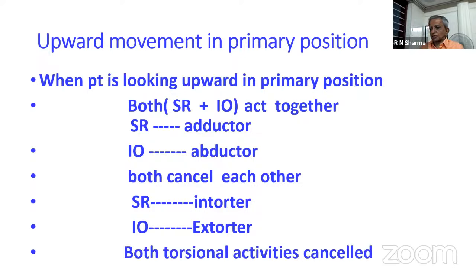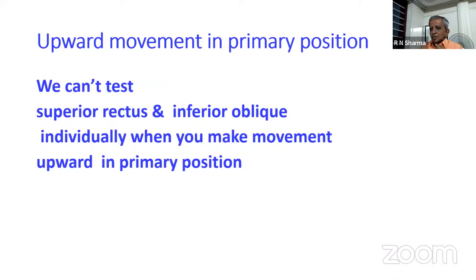So in this position, we cannot test the superior rectus or inferior oblique separately. We cannot test superior rectus and inferior oblique individually when you make a movement upward in the primary position. When you move like this, both will be acting. So if you want to test the superior rectus, we have to cancel the other action. If you want to test the inferior oblique, you have to cancel the other action.